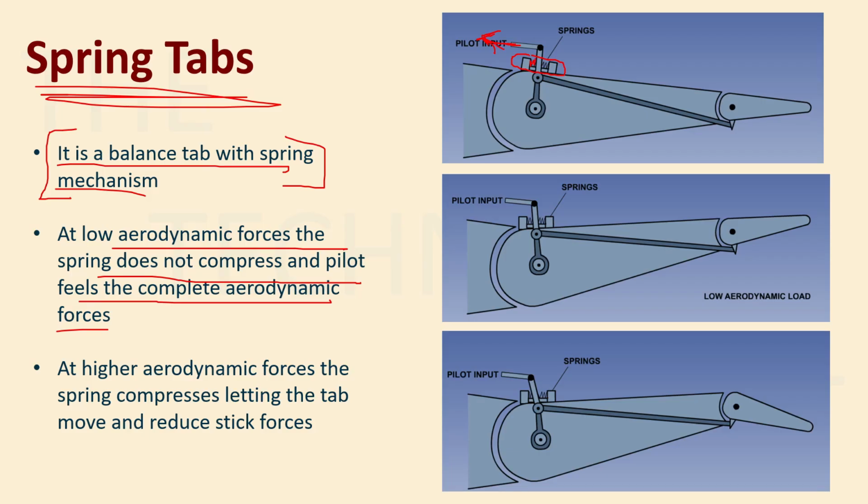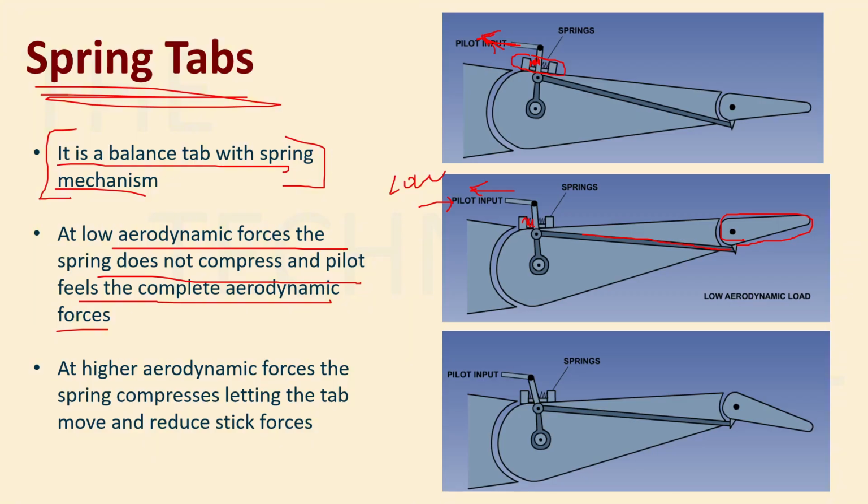These springs that you're seeing over here, they will tend to compress, but they don't compress until the pilot applies too much load, right? So in the second image, you can see that the pilot has applied forces, but he has not applied too much force. If the pilot has applied low forces, the spring will not compress. The spring will still be there, which means that your spring tab will still be in the neutral position, right?